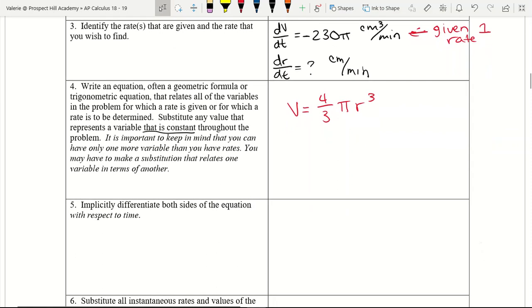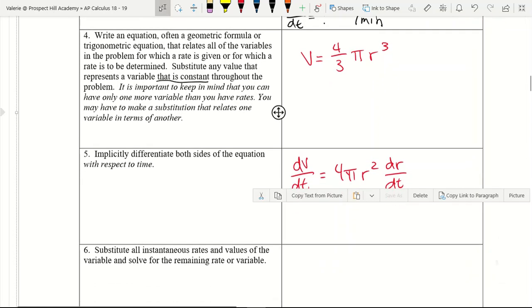Step 5, implicitly differentiate both sides of the equation with respect to time. This is where page 119 comes in handy because we've already implicitly differentiated this volume equation. And we got that dV/dt equals 4 pi r squared dr/dt.